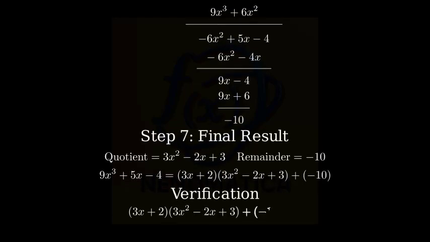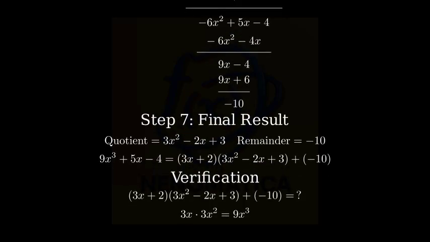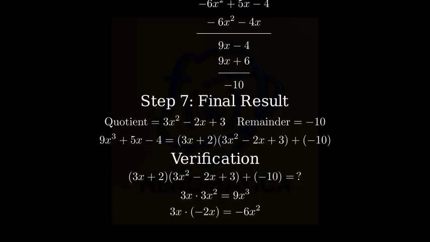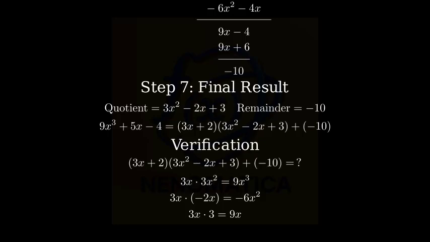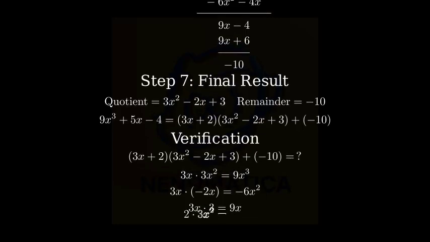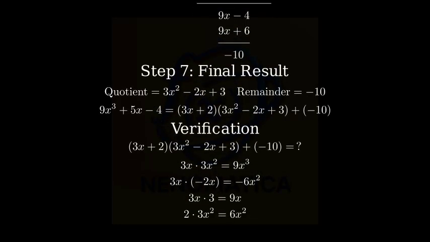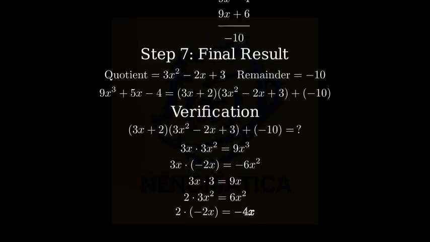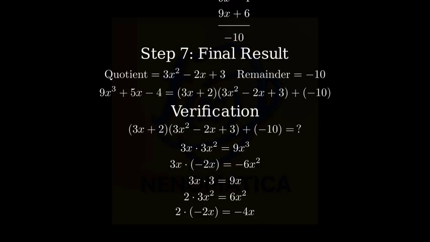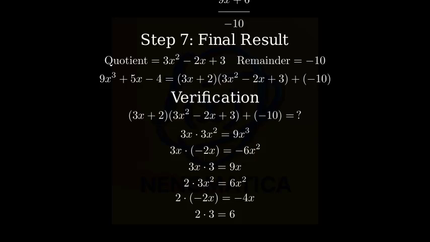First, we'll expand 3x plus 2 times 3x squared minus 2x plus 3. 3x times 3x squared equals 9x cubed. 3x times negative 2x equals negative 6x squared. 3x times 3 equals 9x. 2 times 3x squared equals 6x squared. 2 times negative 2x equals negative 4x. 2 times 3 equals 6.